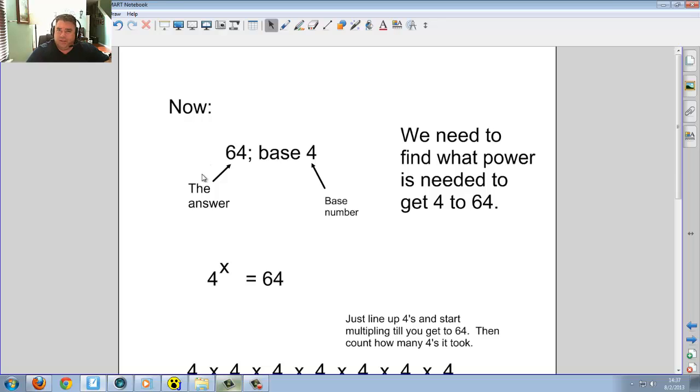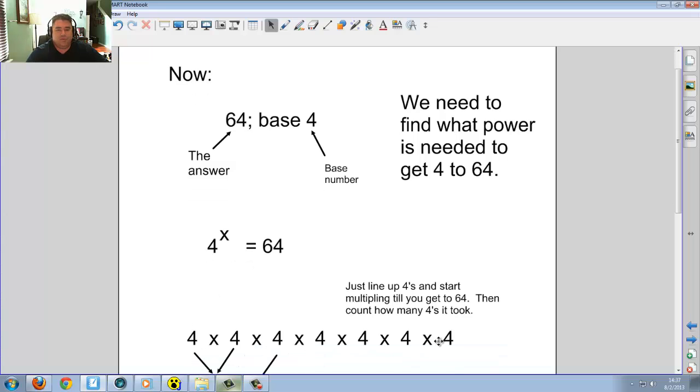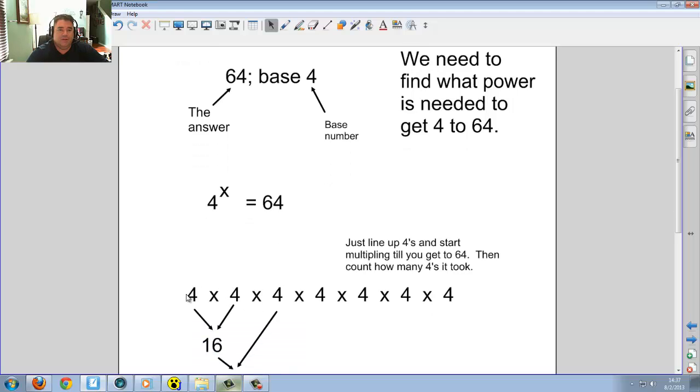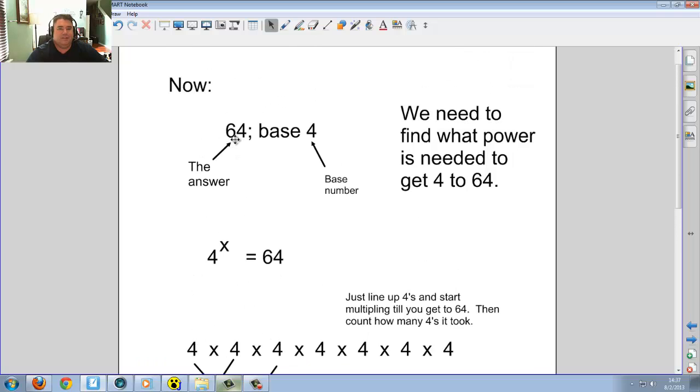Now, this one's a little weird, a little more difficult. It says 64 is the answer and the base is 4. Here's all it means. It's basically asking you how many times do I have to multiply 4 to get 64. Well, it means 4 to the x equals 64. I'm going to give you the easy version of this because it's really easy to overcomplicate. Just make a line of 4s and just start taking 4 times 4 times 4 in your calculator until you find 64. So 4 times 4 makes 16, times another 4 is 64. So basically, if 64 is my answer and my base is 4, my exponent I need is 3.